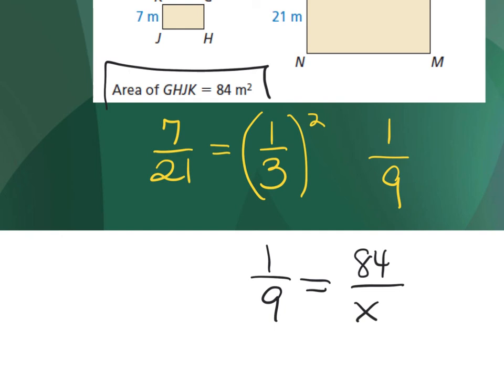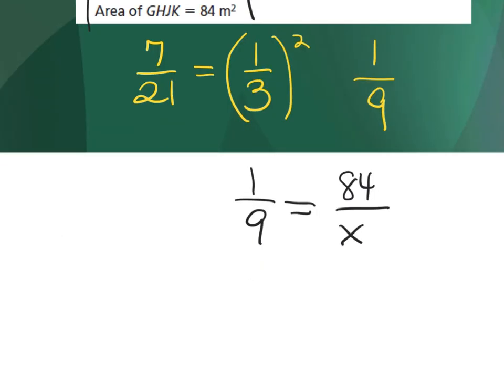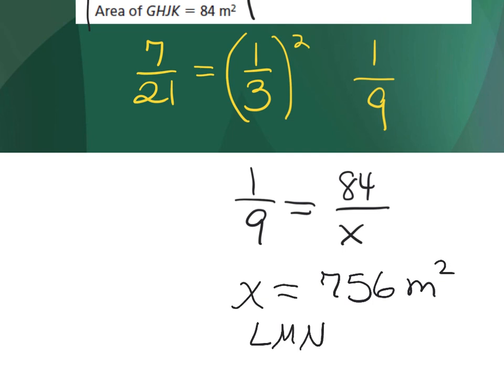So I'm going to solve the proportion. 1 times x, 9 times 84. And I get 756. And that is the area of LMNP. So you find the side length ratio, square that, and then you would set it up in a proportion to find the unknown area.